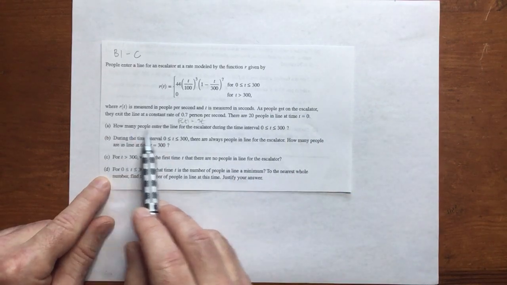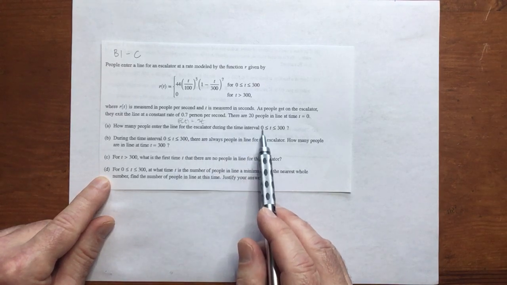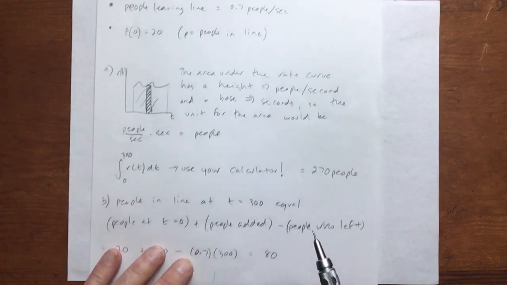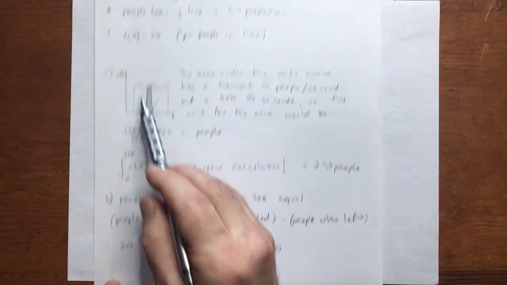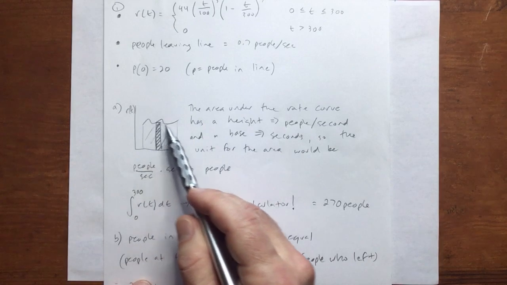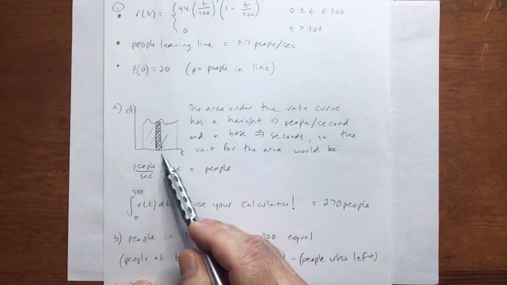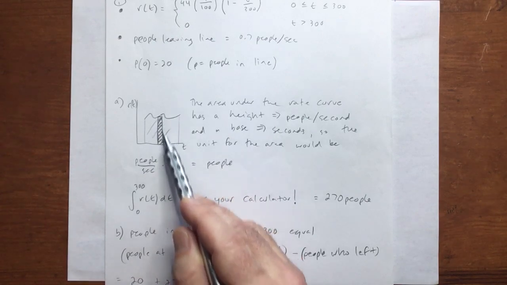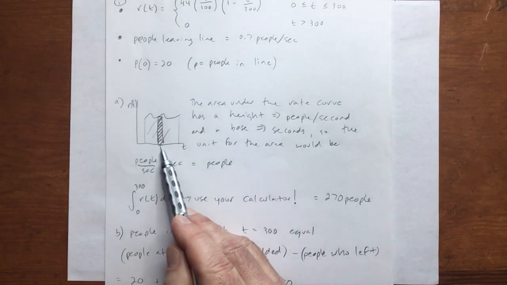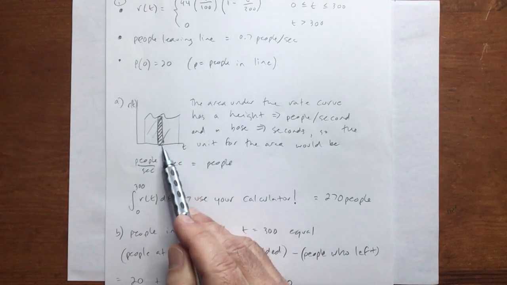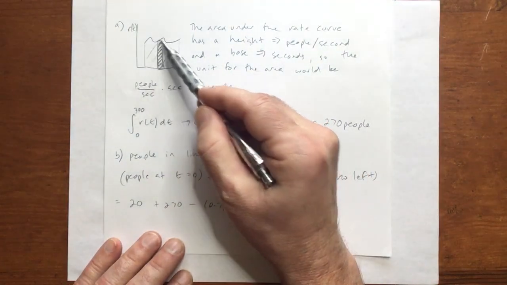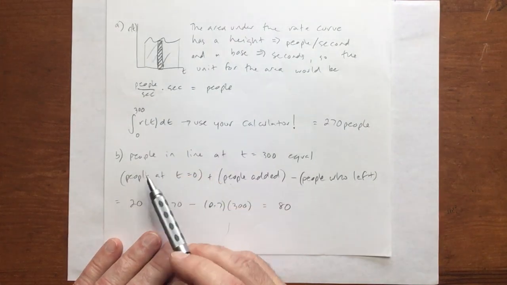The first question is very basic. How many people enter the line during the time interval from 0 to 300? Okay, so I'll show you my worked out solution. So realize if you graph a rate curve, and that's what we're given, this rate here, and find the area under it, think about the rectangles. The height might be in people per second, the base here is number of seconds, you multiply those two together and you'll get number of people. So what we're trying to do is find the area under the curve from 0 to 300.